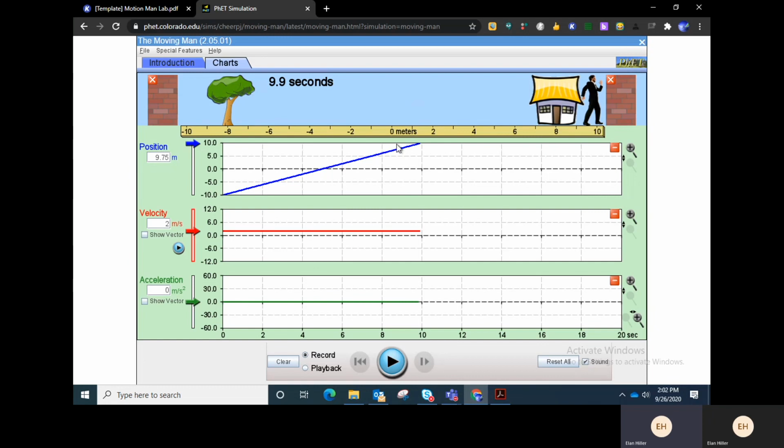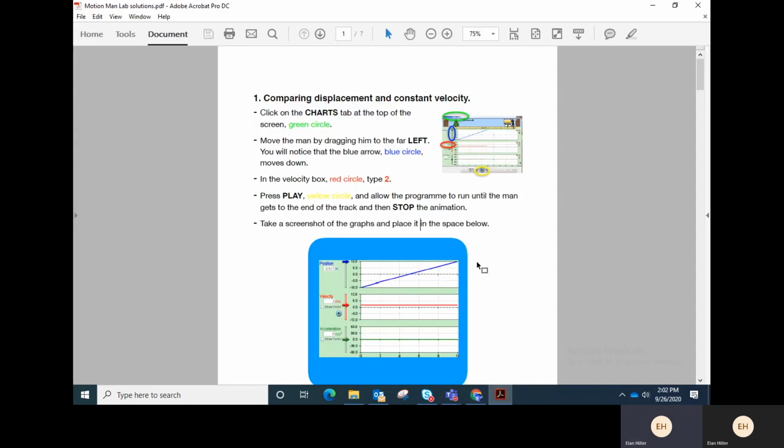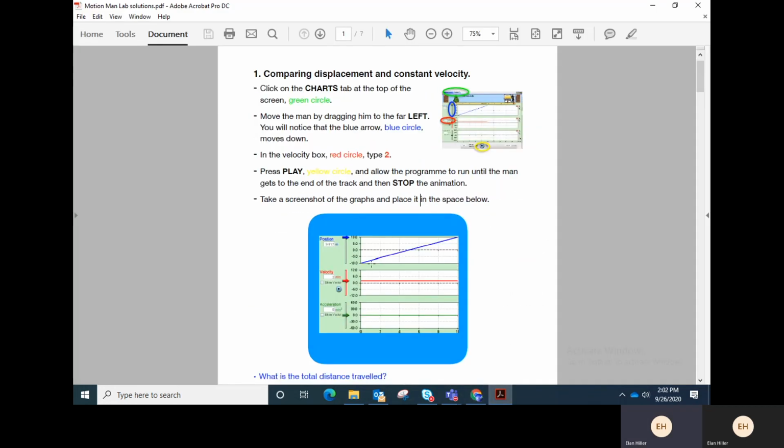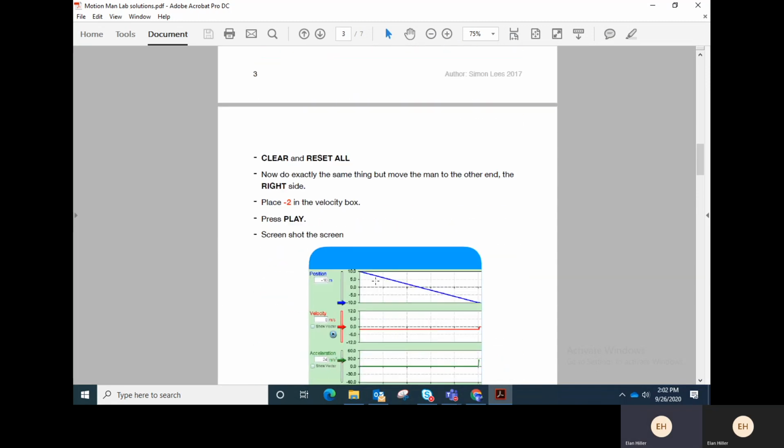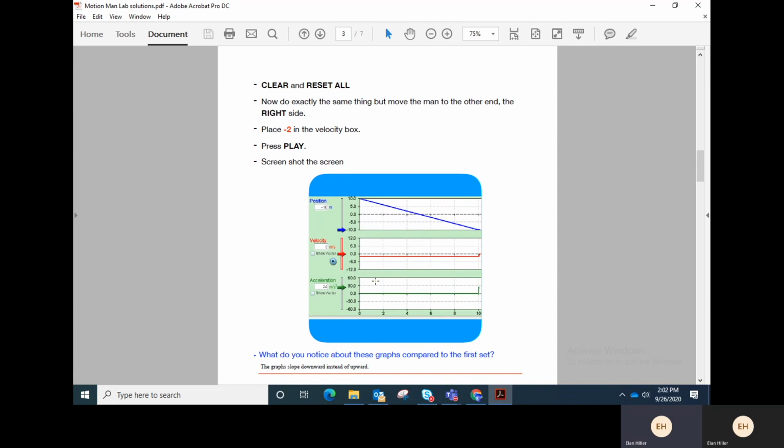So this is giving you an idea of how to run the simulator. You'll have information here, you'll have information here, and you use that to answer the questions and perform the calculations that you need to. Okay, so we're going to take a screenshot and paste that right over here. Okay, and you'll use that information to answer the questions afterwards.